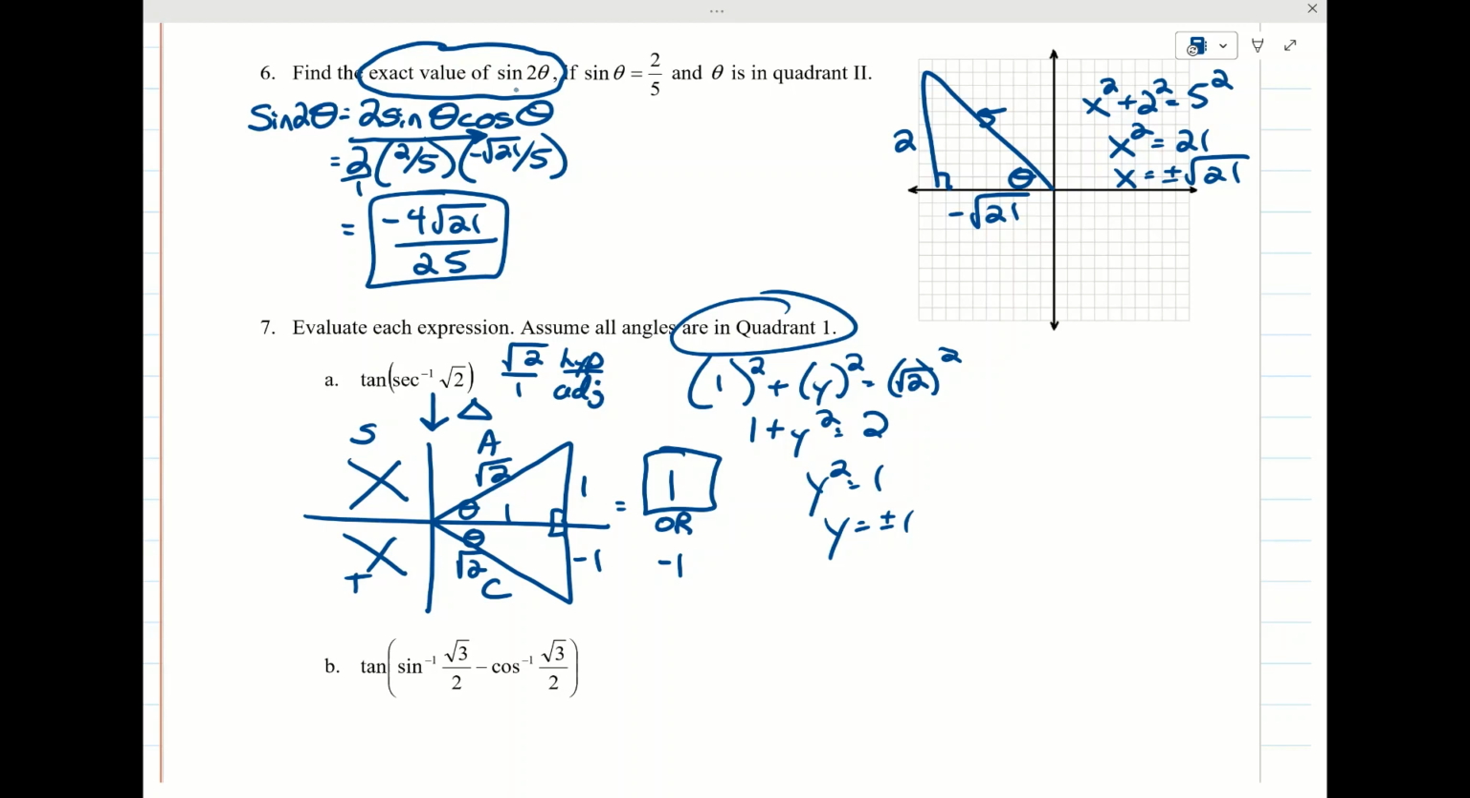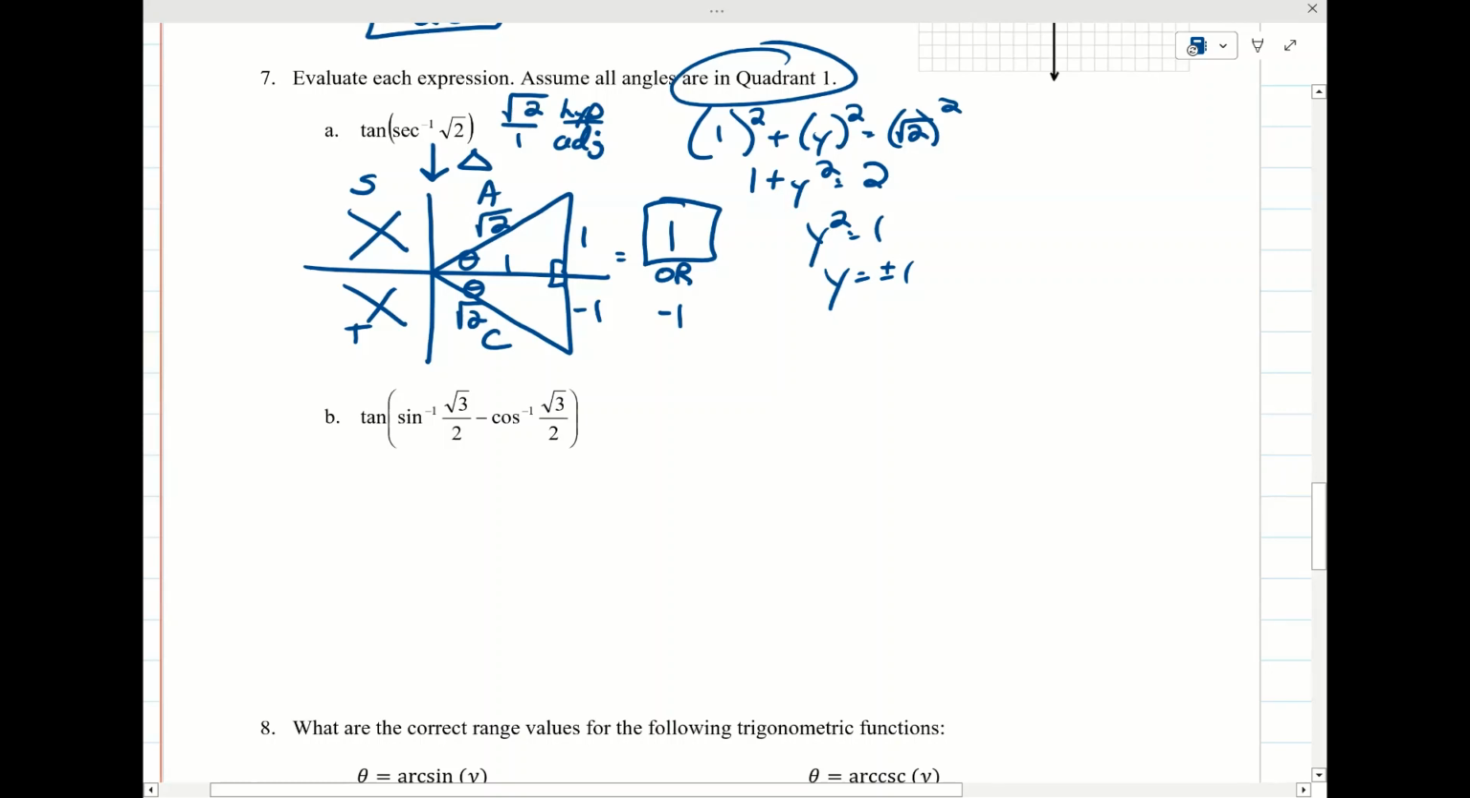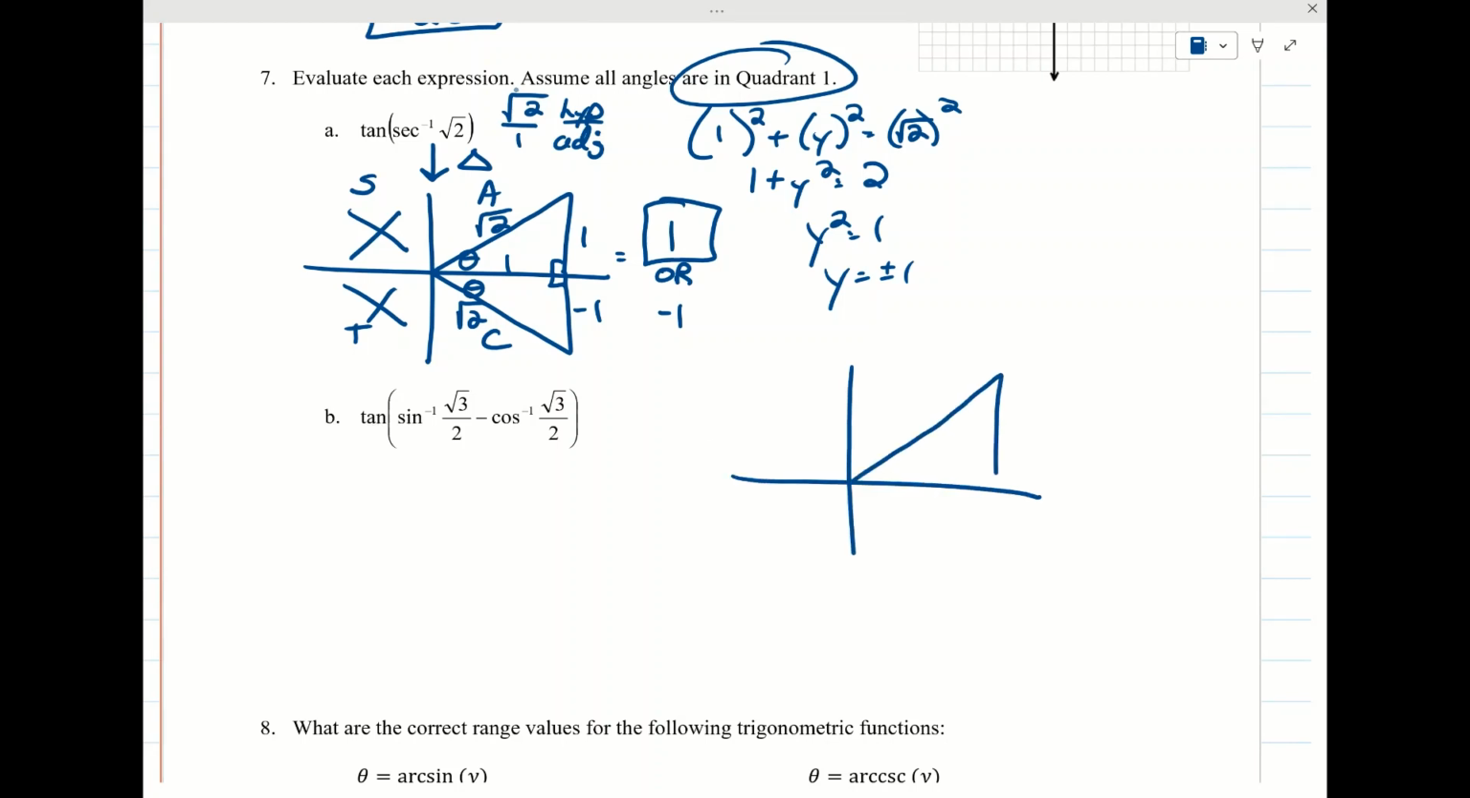All right, you guys doing okay? Looks like we have a couple more to go. For this next one, if we're in quadrant 1, I recognize this root 3 over 2. Remember we had 30, 60, 90 degree triangles. And we also had 45, 45, 90 triangles. We had 1, 1, and root 2.